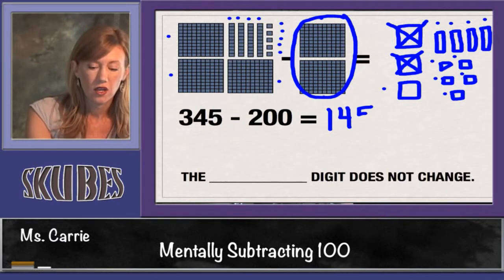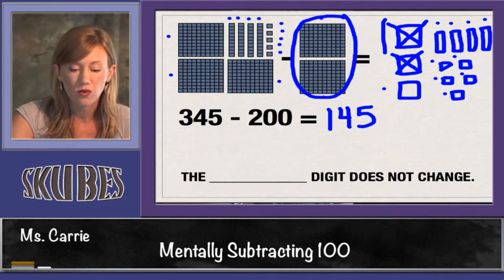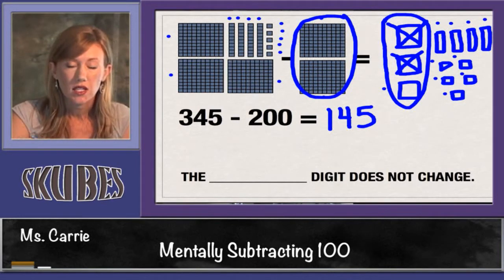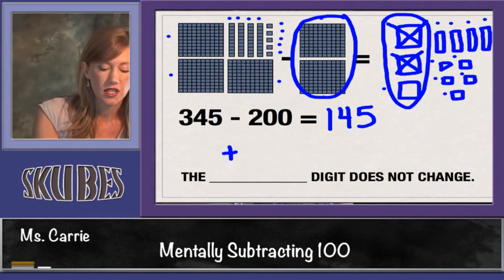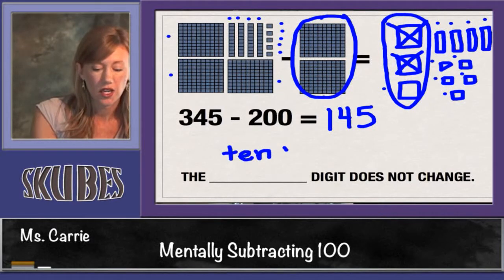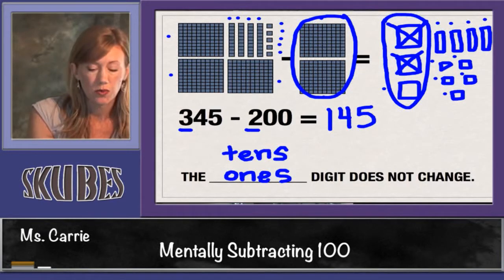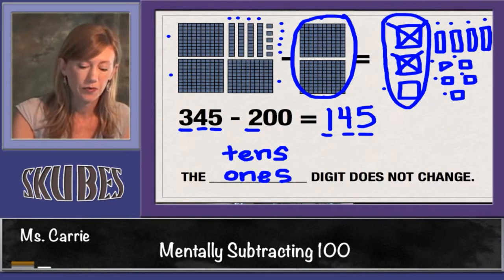145. If you look at our picture again, you notice that the 100s right here changed. We lost 2, but our tens and our ones stayed the same. So the tens digit does not change, and the ones digit does not change. The 3 minus the 2 in the hundreds place did change to 1. The 4 stays the same, and the 5 stays the same.